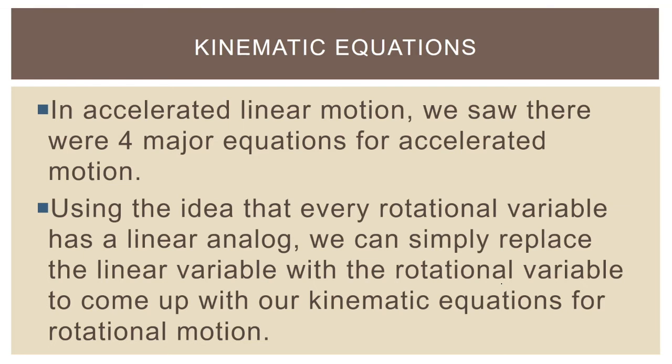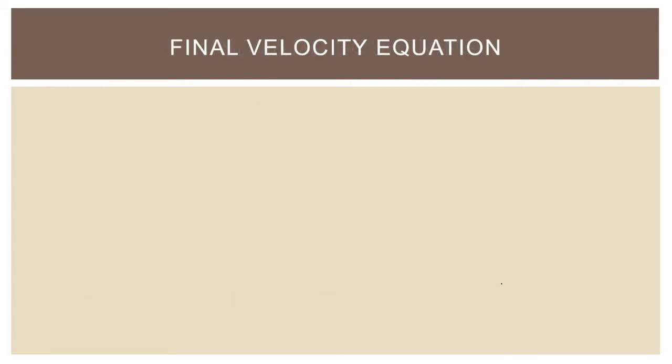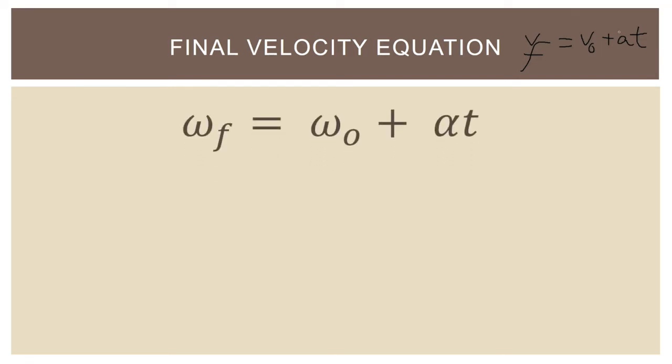And so we'll start with the final velocity equation. Remember, what we are referring to as the final velocity equation is the equation V final equals V naught plus AT. And so as we said, all we need to do is replace the linear variable with the rotational variable. The V's are going to become omegas, and the A's are going to become alphas. And so this equation is just going to look like this. Omega final equals omega initial plus alpha t. It really is that simple and straightforward.